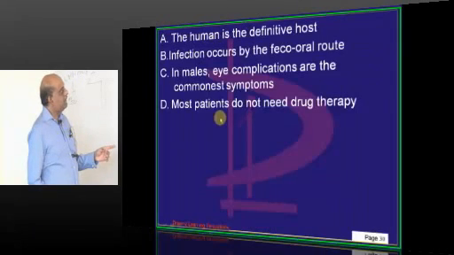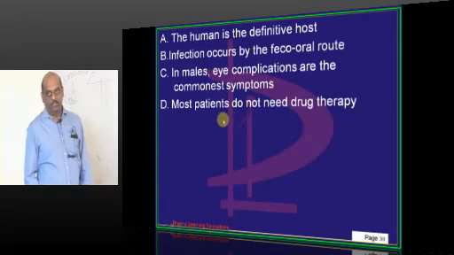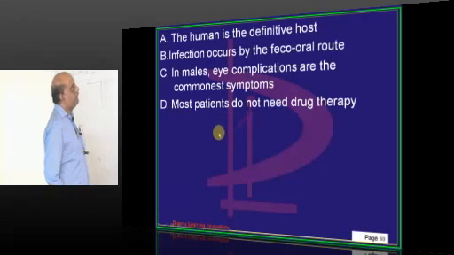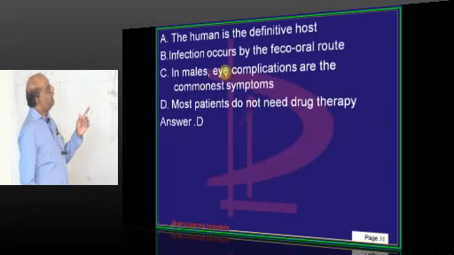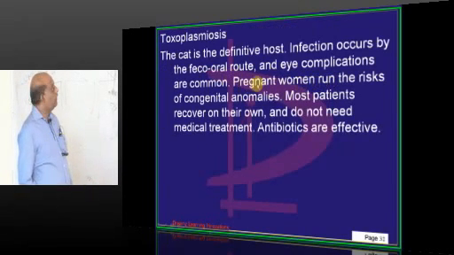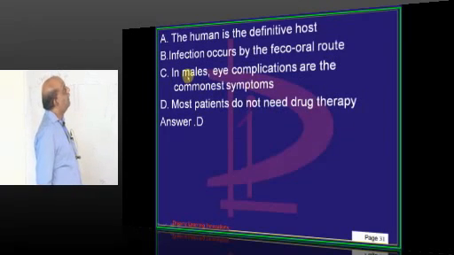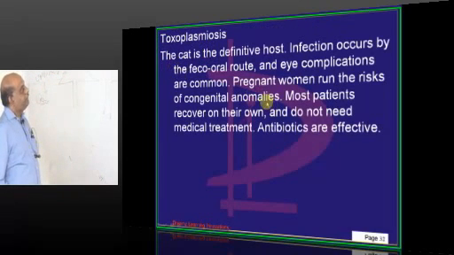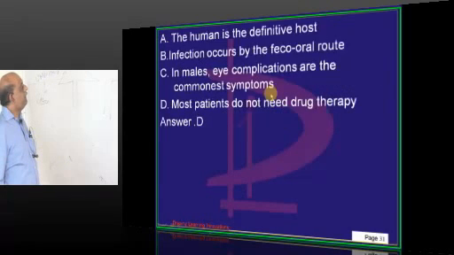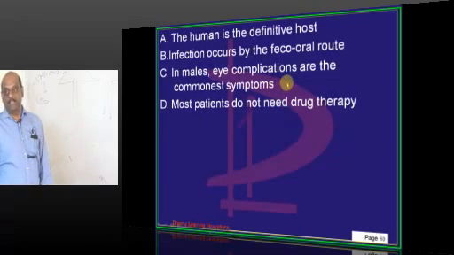And most patients do not need drug therapy with toxoplasma. Is a true statement out of all this. Infection occurs by fecal-oral route is true. Oh, it is also there. Oh, I think B should be the ideal answer, because infection does occur by fecal-oral route, and eye complications are very common. And I think we are missing the part of except.